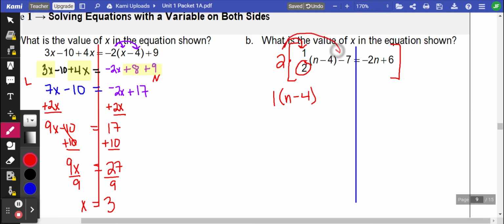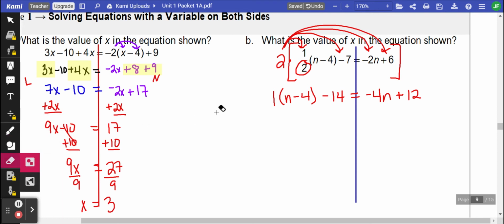We're going to do 2 times -7, which is -14. We're going to do 2 times -2n. Yes, we do it across the equal sign, so 2 times -2n is -4n, and then 2 times 6. So just like our distributive property, multiply everything by 2, and that's okay. Now, 1 doesn't impact anything when we multiply, it doesn't change it, so I'm actually going to get rid of that. We don't really need it.